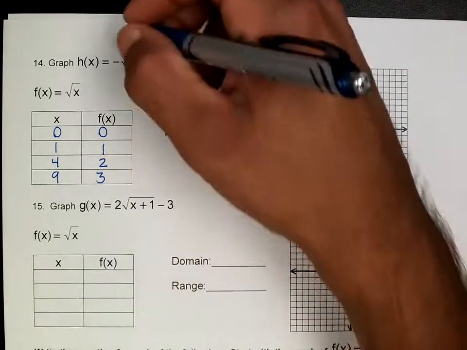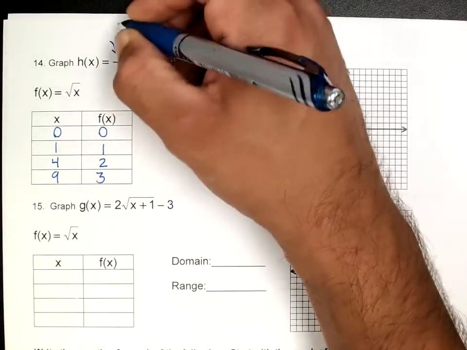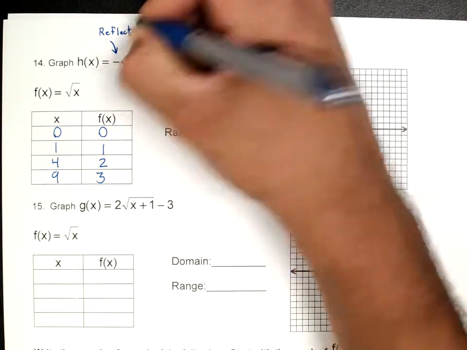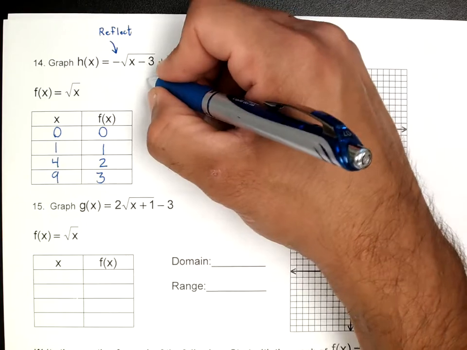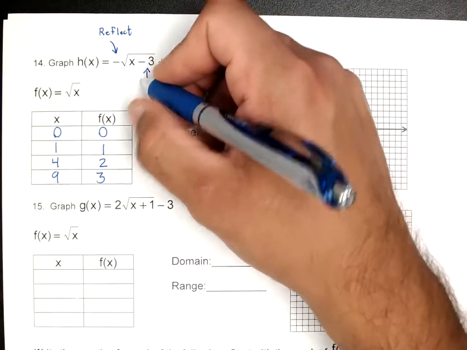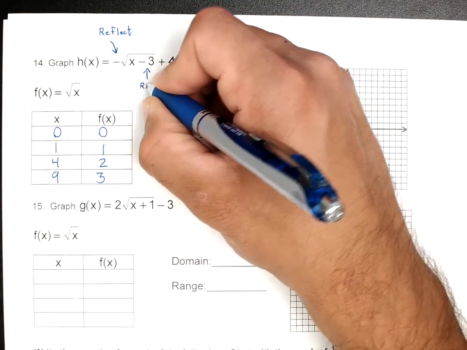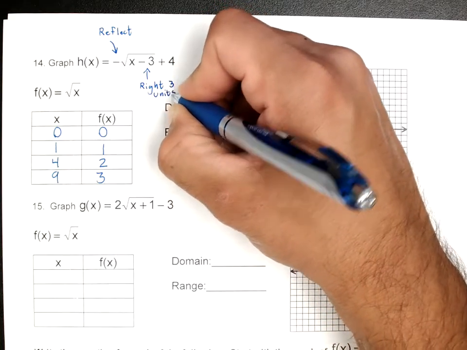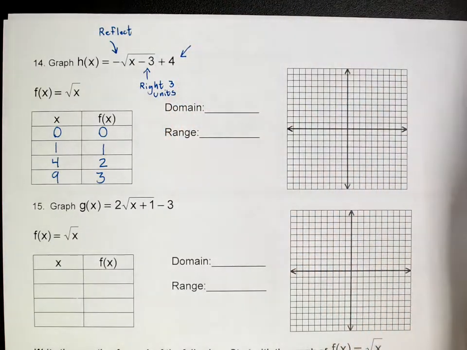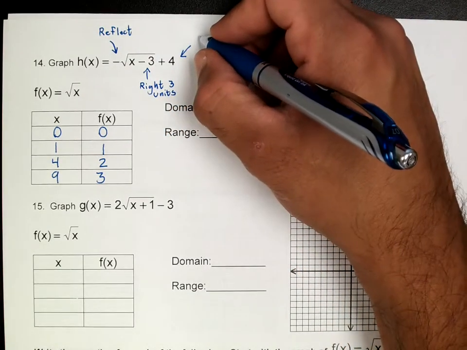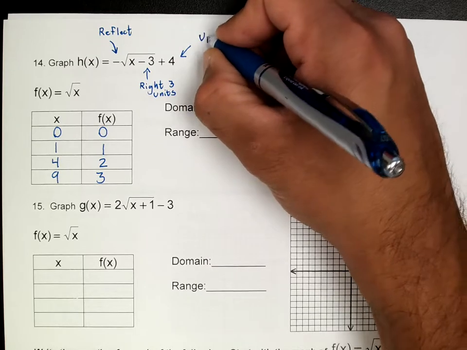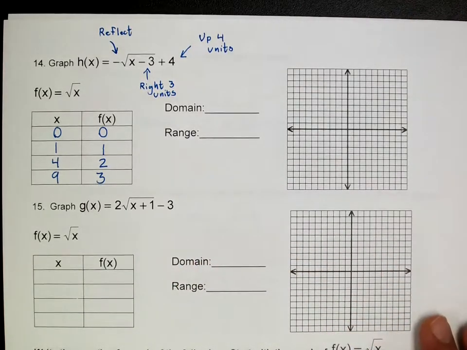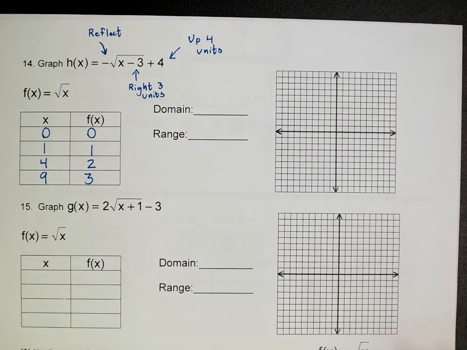Okay, so now let's talk about what's going on. Remember, if you have a negative in front of the square root, that's going to make this reflect over the x-axis. Okay? Now that minus 3 is going to make this function go to the right 3 units. And then finally, this plus 4, outside the square root, is going to make the graph go up 4 units. Okay? And then we'll take care of the domain and range as soon as we graph it. Okay, so this is how you do it, all right?